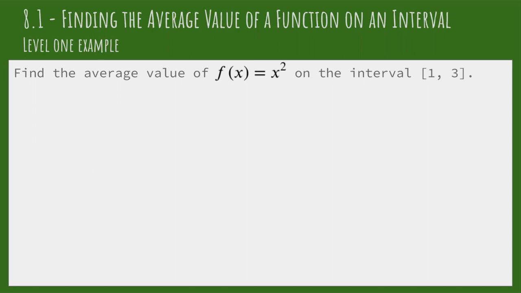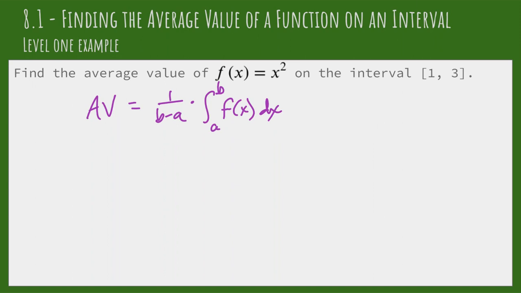So let's look at a couple examples where we're finding the average value of a function on an interval. It's really a pretty straightforward process. You just have to know the formula that we're using. So remember that the average value is equal to 1 over b minus a times the integral from a to b of our function. Okay, so we're taking the area under the function divided by the width of the function, and we're finding essentially that average height of the function then.